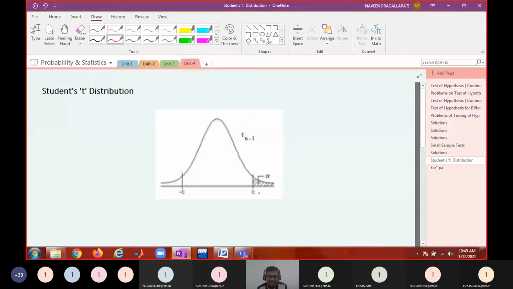Because this area is alpha, this has to be denoted with t alpha. t alpha means the area to the right side of t alpha is going to be alpha. Then what could be the notation for this? Can you tell me? Because it is symmetric about 0, what will be this area?